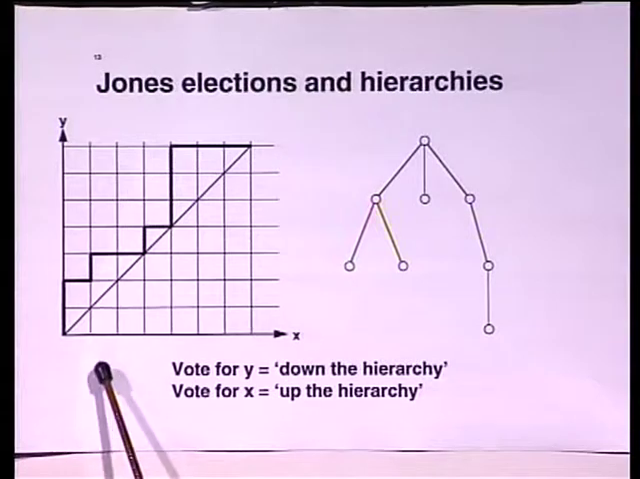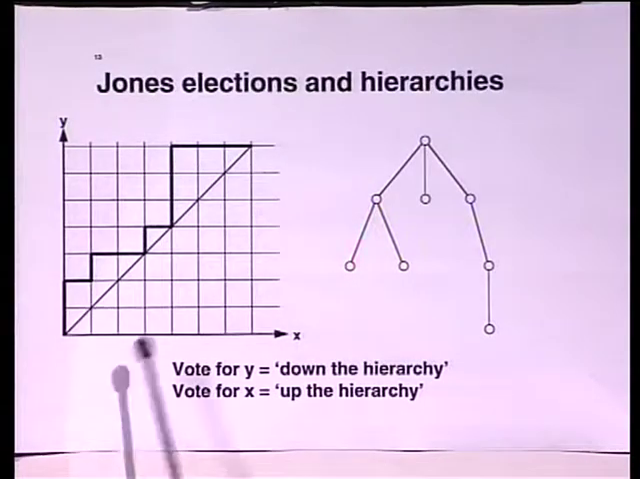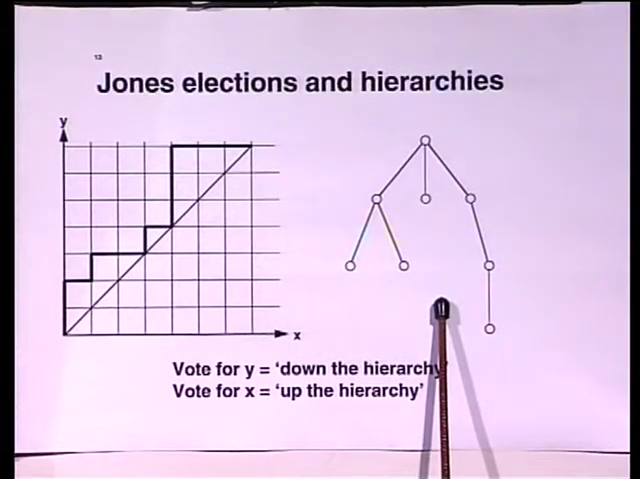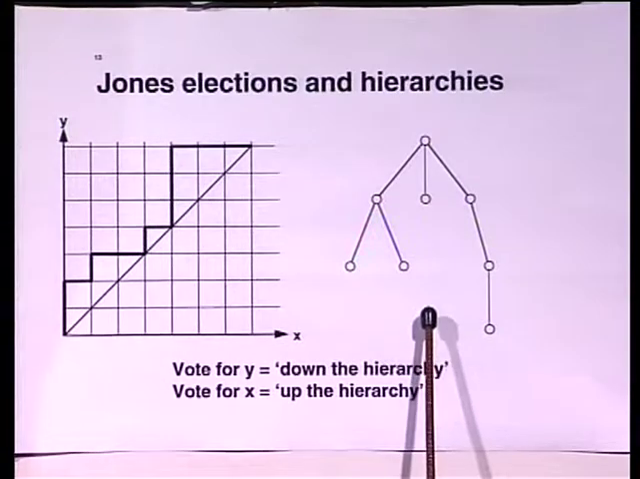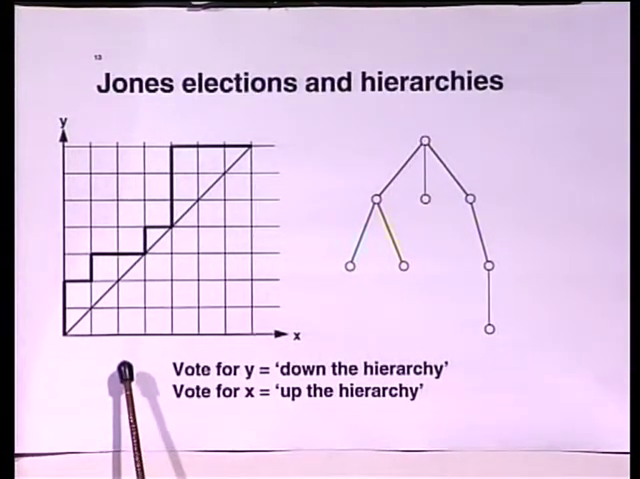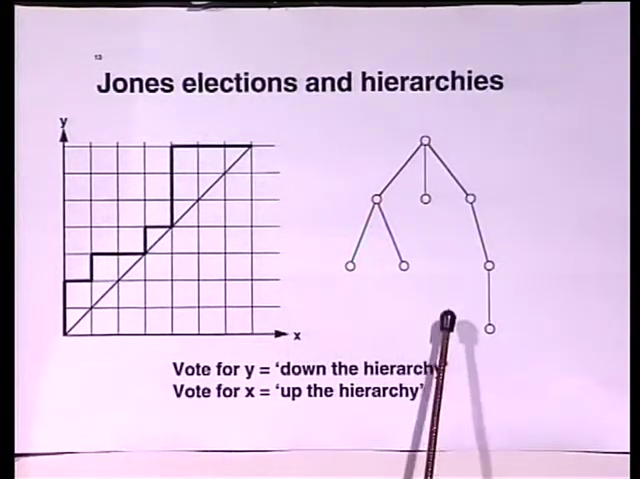2, 5 and 14, we've seen those numbers before, and this is a clue that there might be a relationship between the Jones elections that we began with. Well, let's see in fact that there is a very close relationship. So here is a Jones election, and here is a hierarchy. And what I'm going to show you is that there is a very close connection between this Jones election and that hierarchy.